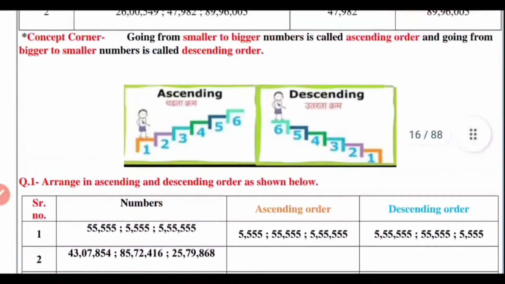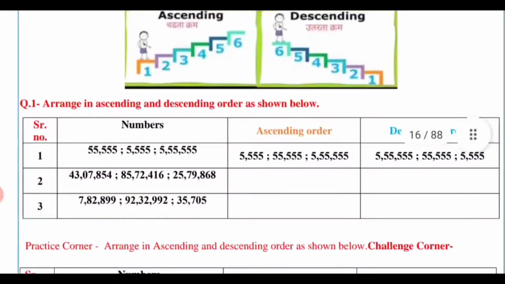Next, in the concept corner we have this table: arrange in ascending and descending order as shown below. We have three numbers given and we have to arrange them in ascending and descending order. Just now we have seen that ascending order means going from smaller to bigger, and descending means going from bigger to smaller. So let us complete this table in our notebook. The first example is solved.